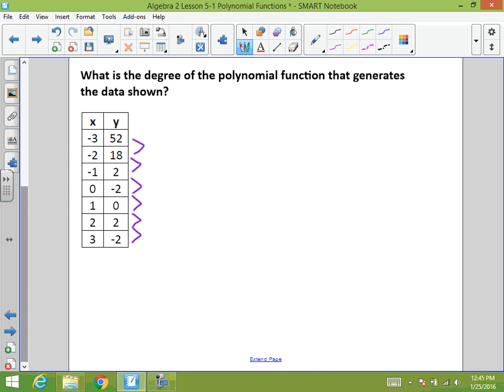Okay, so 52 to 18. If I went 18 minus 52, because I'm trying to figure out what the difference is. From 52 to 18, we had to subtract 34. From 18 to 2, we have to subtract 16. From 2 to negative 2, we actually subtract 4. From negative 2 to 0, we actually add 2. From 0 to 2, again, you add 2. And from 2 to negative 2, you subtract 4. There are no constant differences between those values. So now I'm going to look at, and I'll do it in a different color, the differences between these.